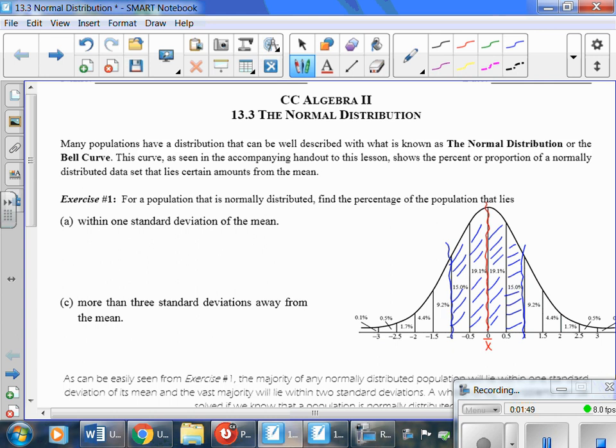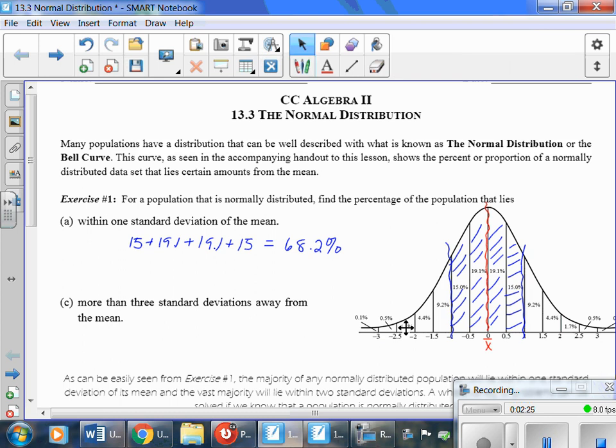So within one standard deviation, this is going to be 15 plus 19.1 plus 19.1 plus 15.0, which is equal to 68.2%. So what that means is that 68.2% of the data theoretically lies within one standard deviation of the mean. All right? Does that make sense? I hope so. Again, where I got these numbers from was 15, 19.1, 19.1, and 15.